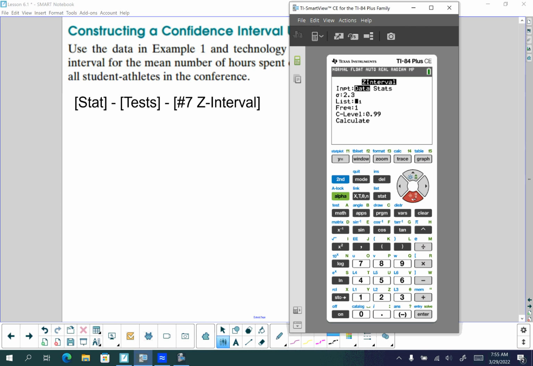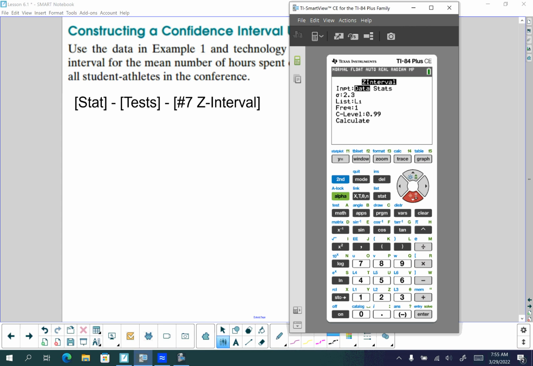List, we put our data in L1. I think that's already in your calculator. Does anybody not have an L1 in that spot? That should be the default. Okay, frequency should just be 1. We're telling the calculator to use each number once that we've put in.